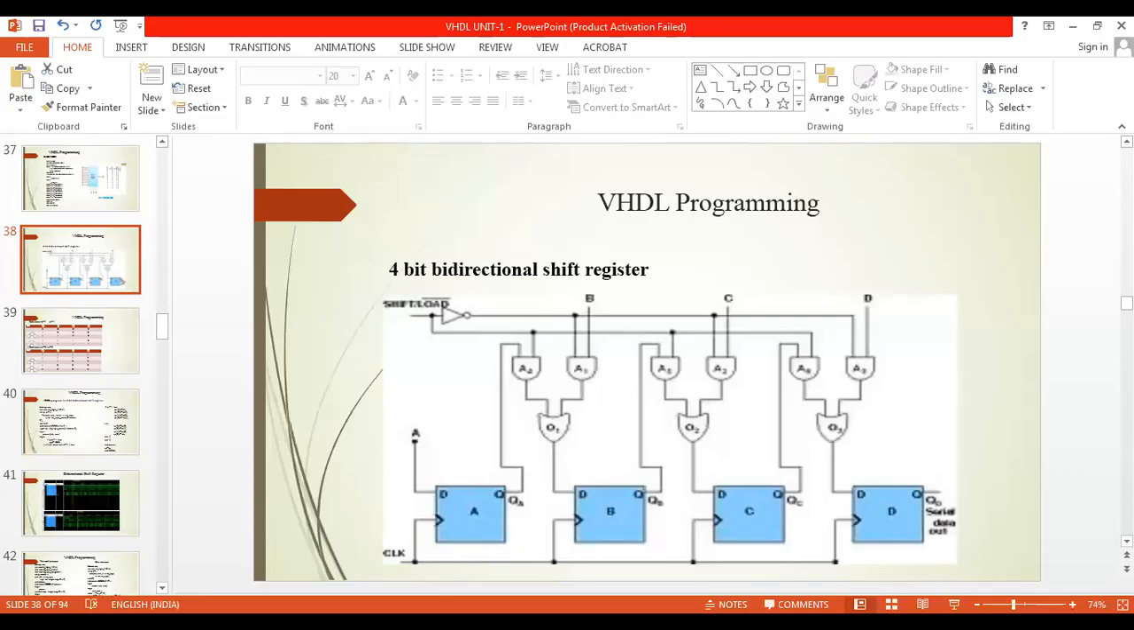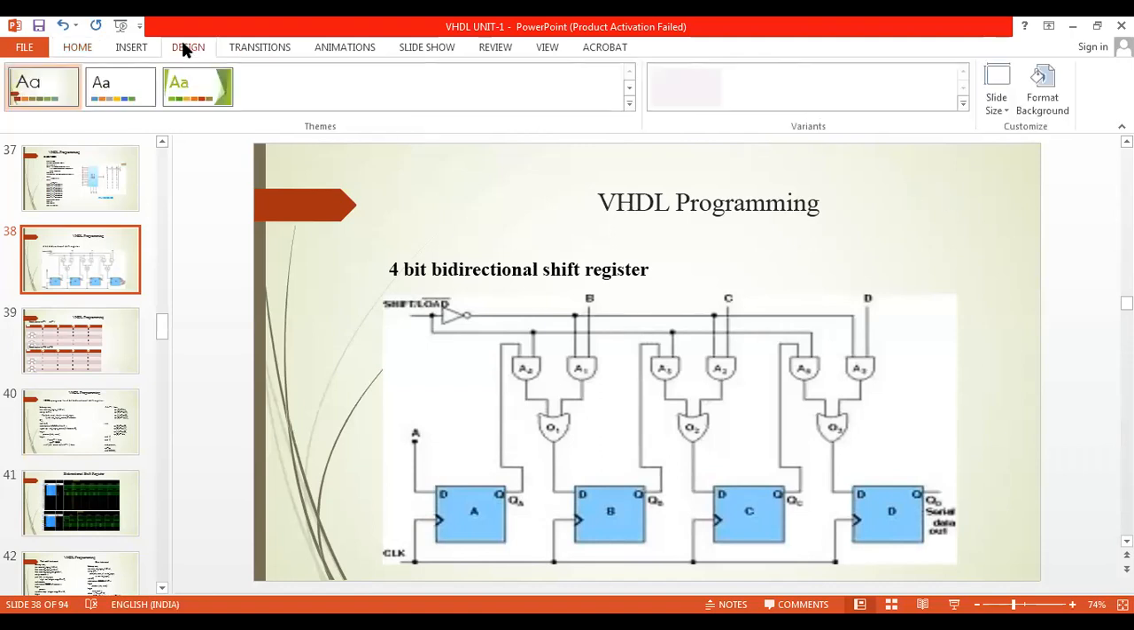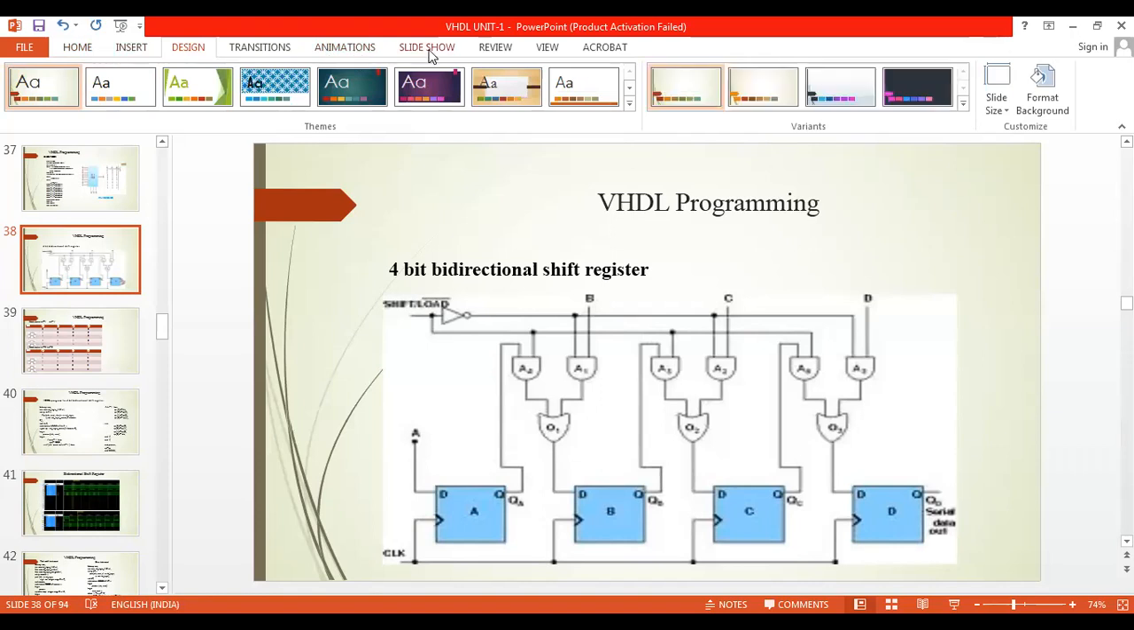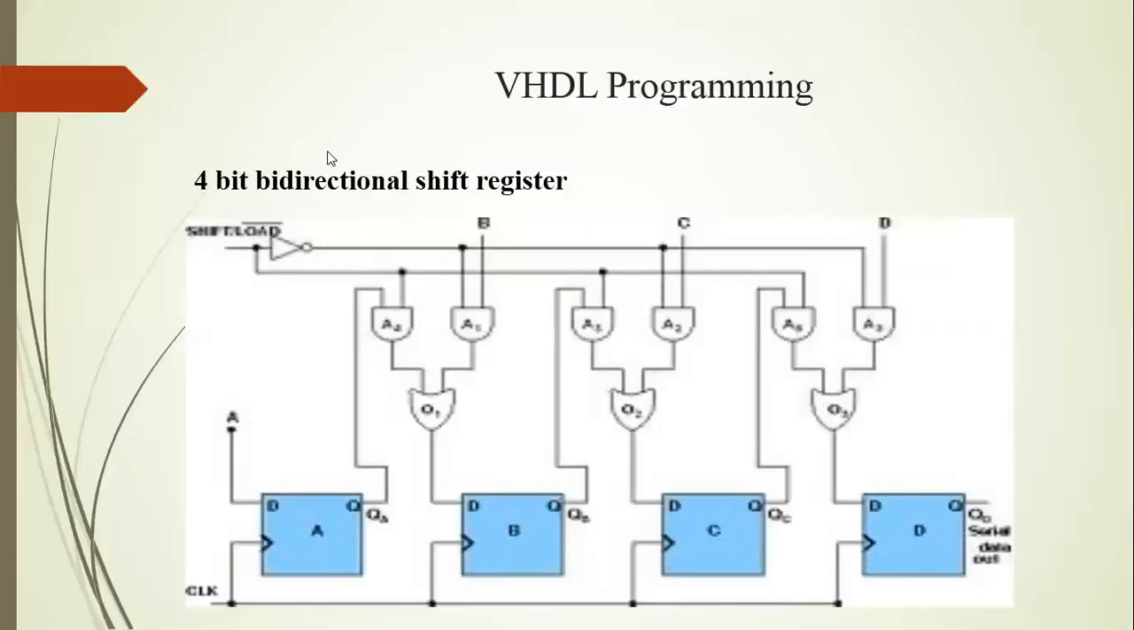Hello. In VHDL programming, in VLSI design and technology, another practical, second practical: the 4-bit bidirectional shift register. VHDL is a very high-speed hardware description language for integrated circuits. VHDL contains three modeling styles: data flow, behavioral, and structural. VHDL programming contains three data objects: signal, variable, and constant.